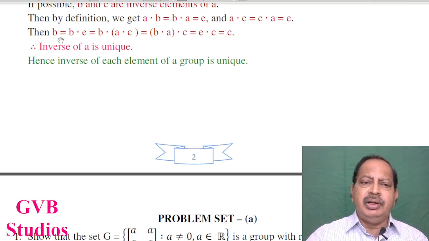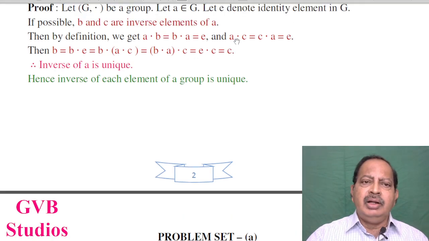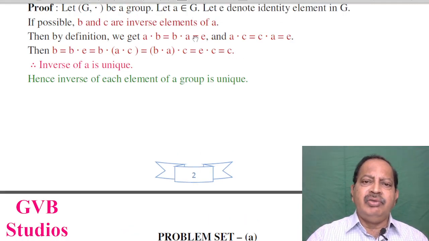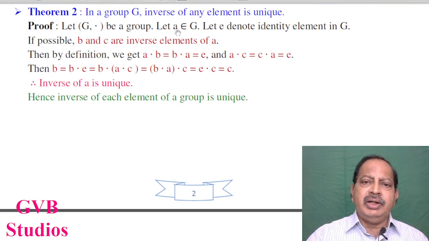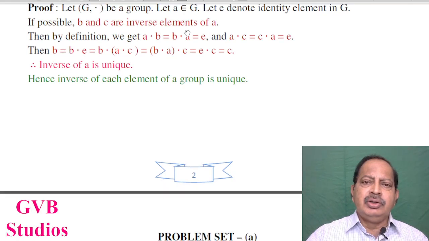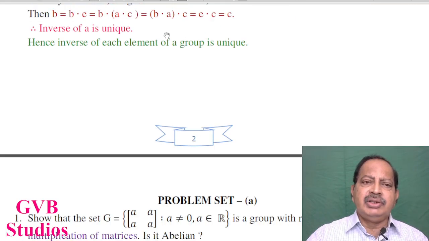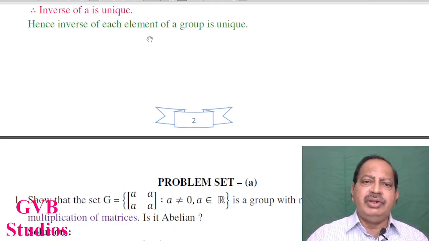Here I have taken b and have arrived at c. That means b = c. In the beginning, we supposed b and c are two inverse elements of a, but we have proved that b = c. That means there is only one inverse element for a. Here we have taken a as any element of G. So I conclude for any element of G, if inverse element exists, that is only one element. So I will say inverse of a is unique. Hence inverse of each element of a group is unique.